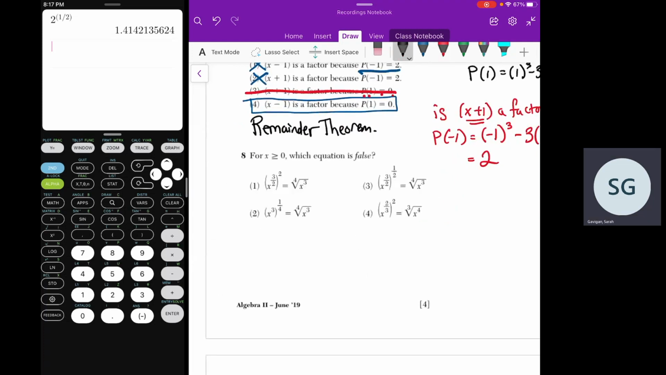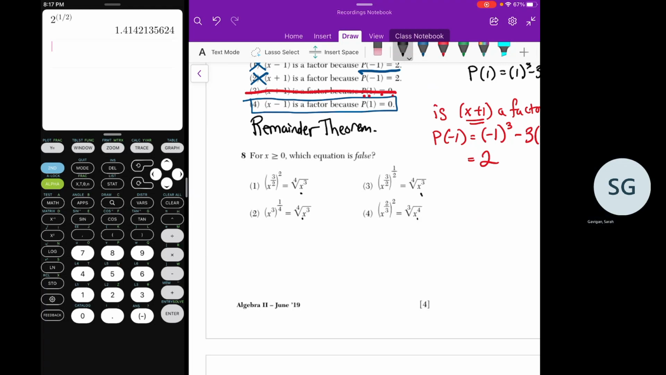Number 8. For x greater than or equal to 0, because if x were less than 0, then you would have an imaginary number. Which equation is false? Three of them are equivalent. They all equal this thing over here.